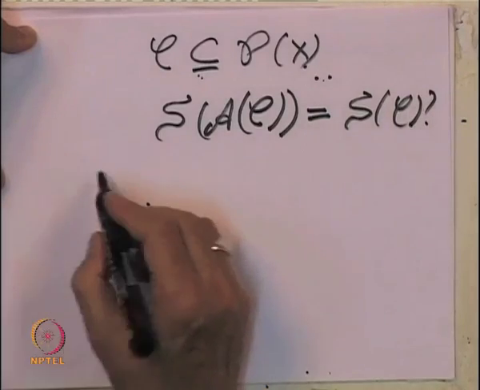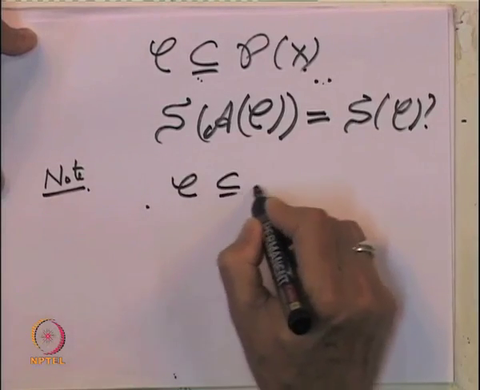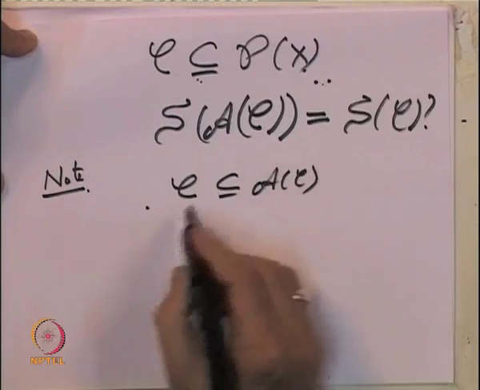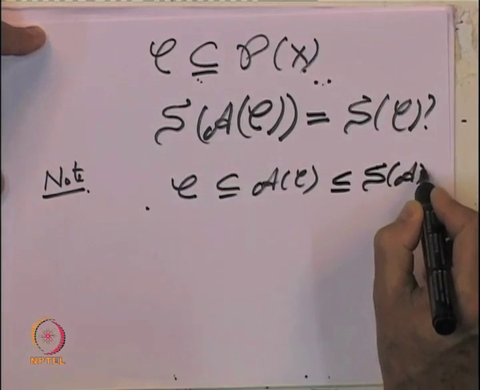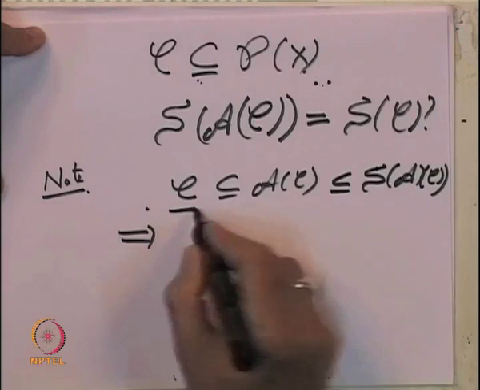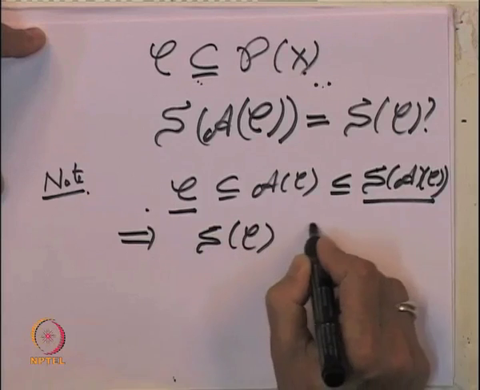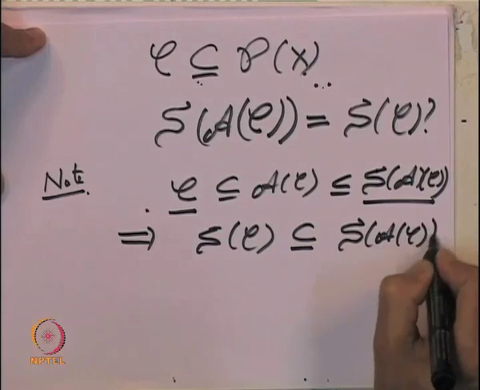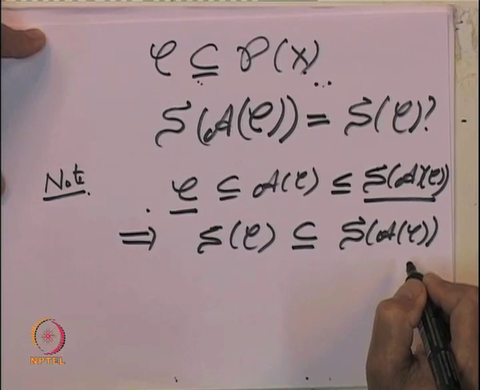So, let us observe. Note C is contained in A of C, which is contained in S of A of C by the very definition. So, that implies C is the collection which is contained in the sigma algebra. So, that means the sigma algebra generated by C is contained in the sigma algebra generated by the algebra generated by C. So, that proves one way. To prove the other way around, what do we have to show?